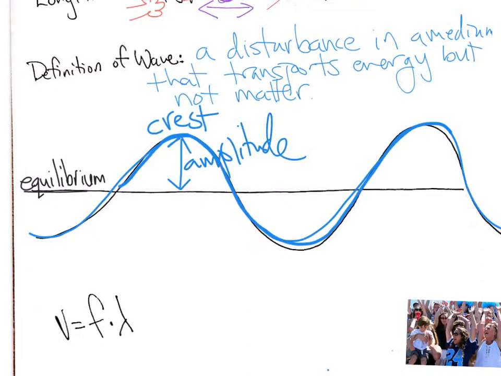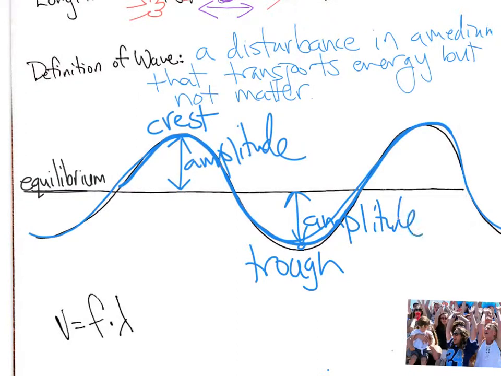Amplitude, and then here the bottom part, this is called the trough. I always think I'm misspelling this when I spell it. Who knows, maybe I am. So the distance from the equilibrium to the trough, that's the amplitude.